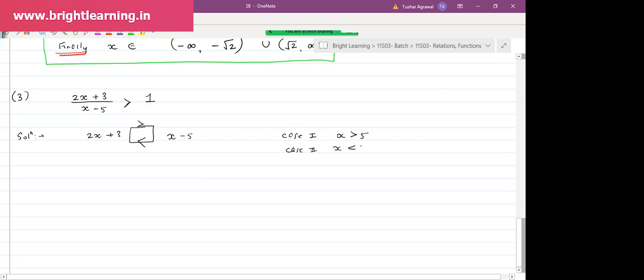Case 2, x less than 5. Again, that is it. In this example, it may work. It means it will work. But again, that is not a good approach, because suppose I had given you x minus 5 into x minus 2 into x minus 3, then you will have to consider many intervals: 2, 3, 5. So a better way... this is one approach, the one that I have told you.